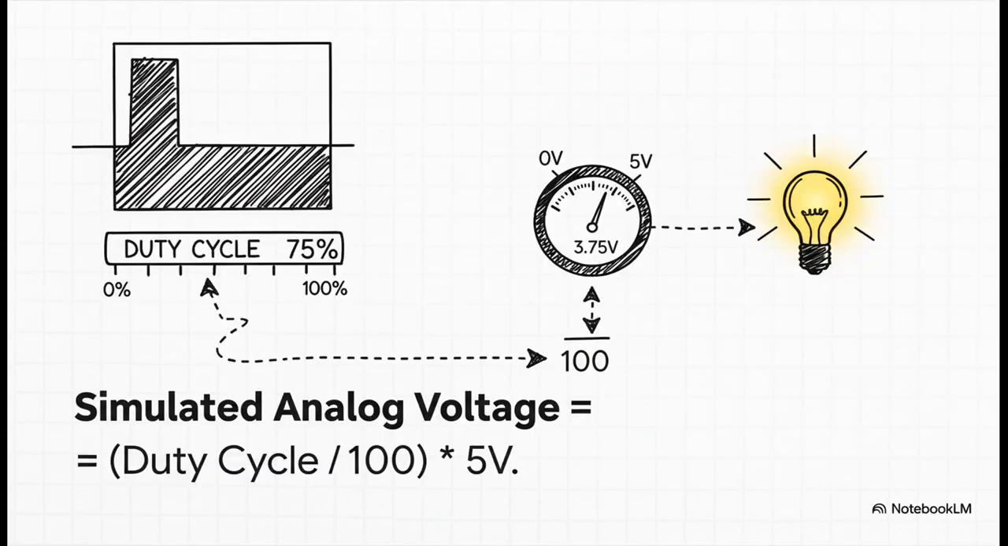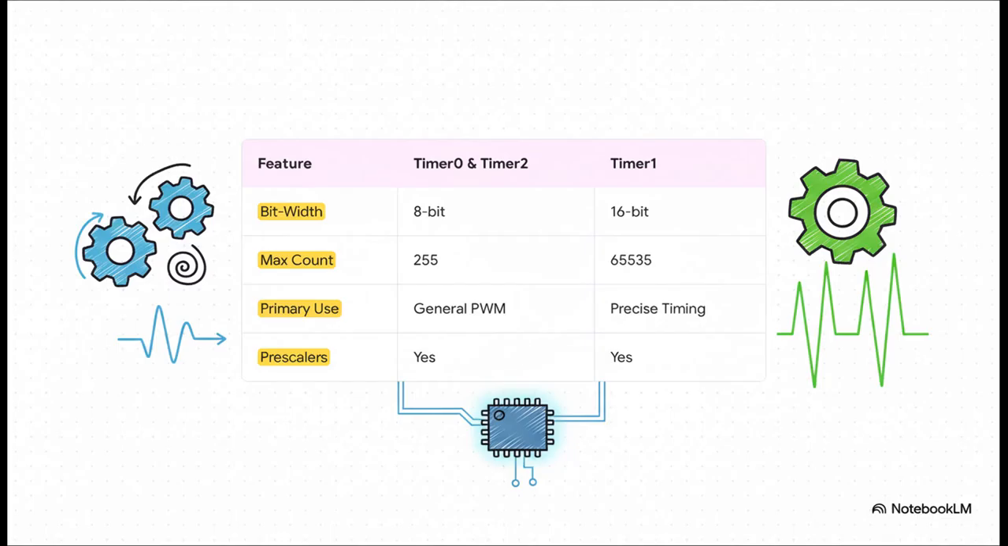And the math behind it is super simple. The average voltage you get is just the duty cycle percentage times your max voltage, which for the Uno is 5 volts. So yeah, if you need 1 volt, you set a 20% duty cycle. Need 3.75 volts? That's a 75% duty cycle. It's completely predictable. Now, to make these super fast, super precise pulses, the chip doesn't use software delays.